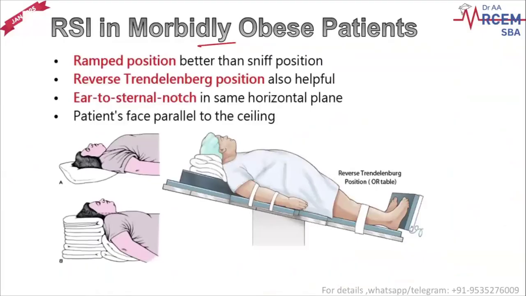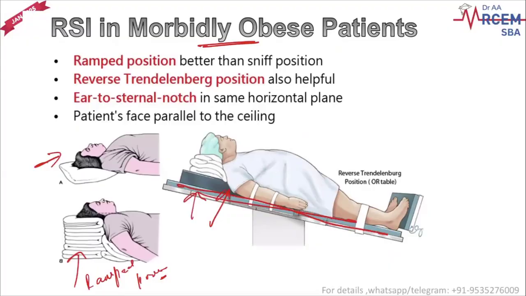If the patient is morbidly obese, there are a few changes you need to be aware of. The sniffing position you usually use is not preferred. The ramped up position is the preferred one, along with the reverse Trendelenburg position, where the entire cot is elevated.